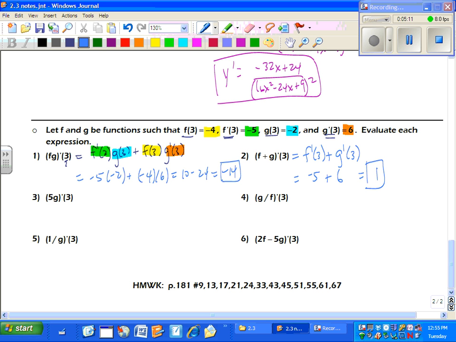All right. Well, let's skip down and look at number 4. This is a quotient. We're taking the derivative of the quotient, so we have to use the quotient rule. But be careful. This g is on top instead of the bottom like before. So the derivative of the top times the bottom minus the top times the derivative of the bottom, all over the denominator squared.